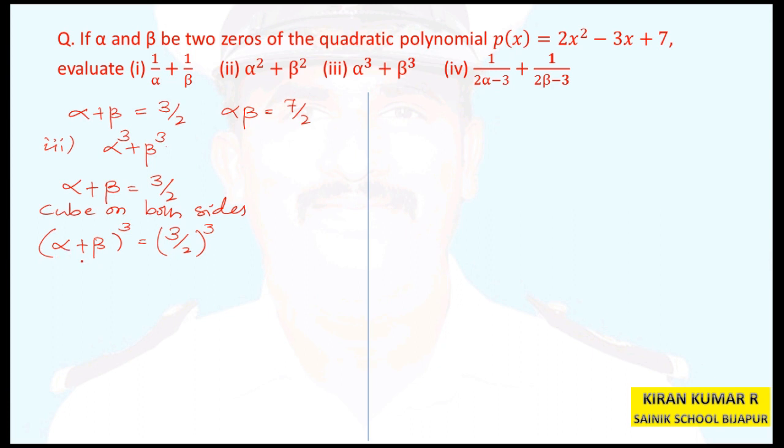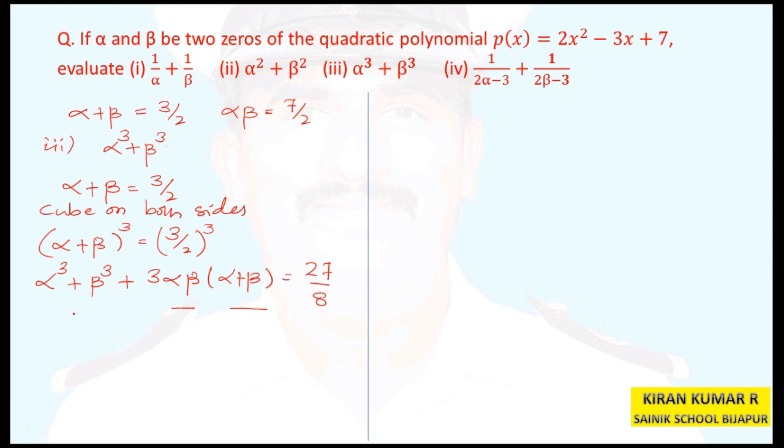We know this identity: a plus b whole cube is a cube plus b cube plus 3 times ab multiplied by a plus b. Let's use that. We will be getting alpha cube plus beta cube plus 3 times alpha beta multiplied by alpha plus beta, which is equal to 3 cube, which is 27, upon 8. 2 cube is 8. Now we have the values of alpha beta and alpha plus beta. Let's substitute that. Let me transpose this complete term, 3 times alpha beta times alpha plus beta.